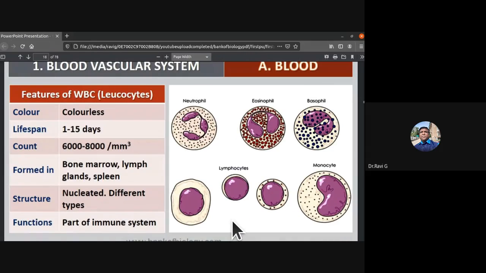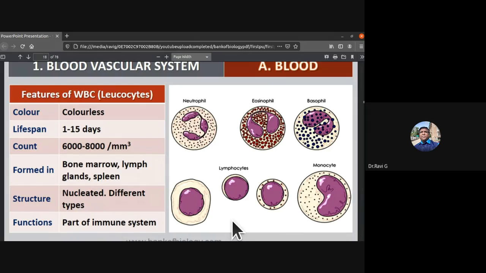Now the features of WBC are what we are going to study next. The color: they are colorless. The lifespan of WBC is 1 to 15 days, so they have a very short lifespan. Per cubic millimeter of blood, the total number of WBC is very low, 6,000 to 8,000.